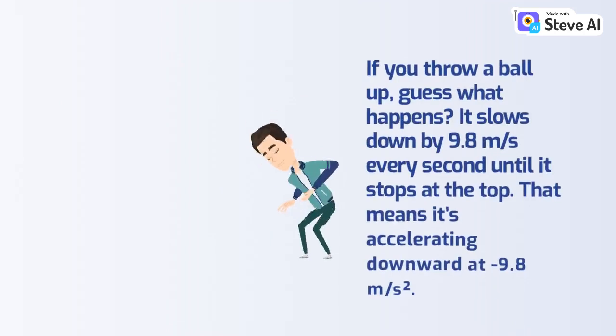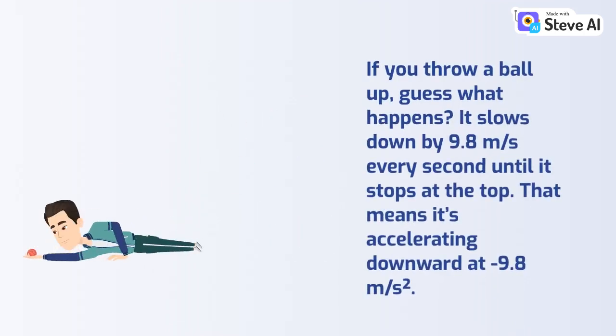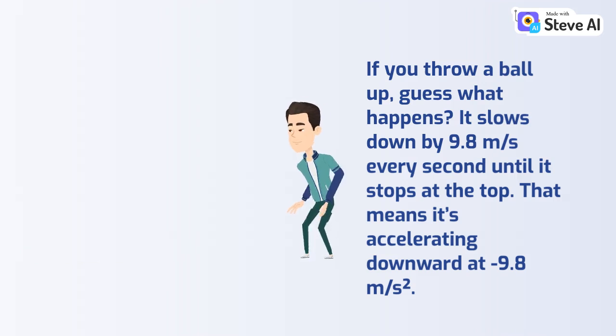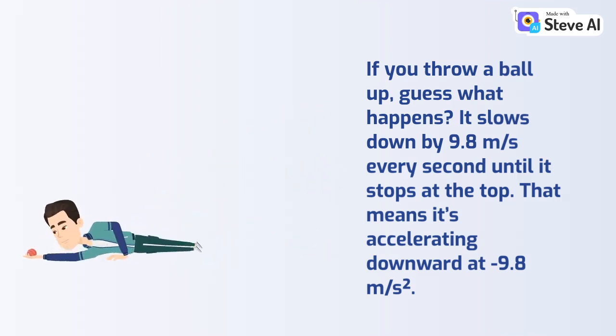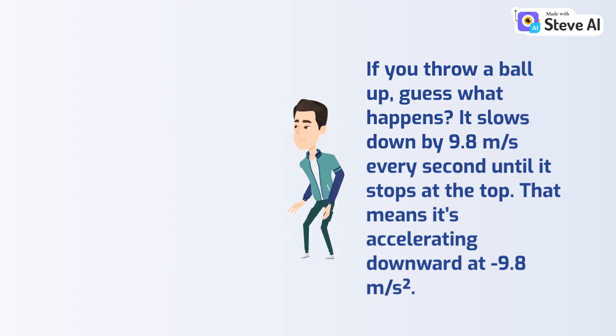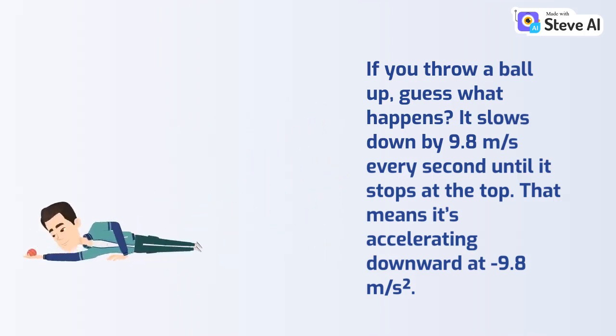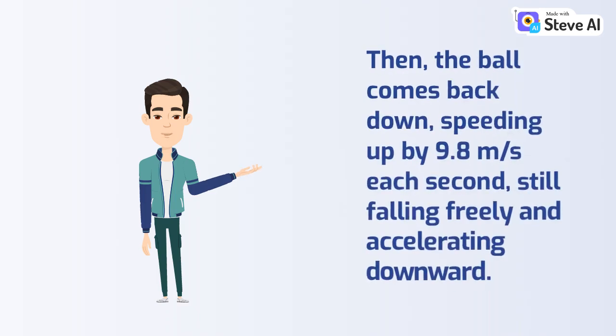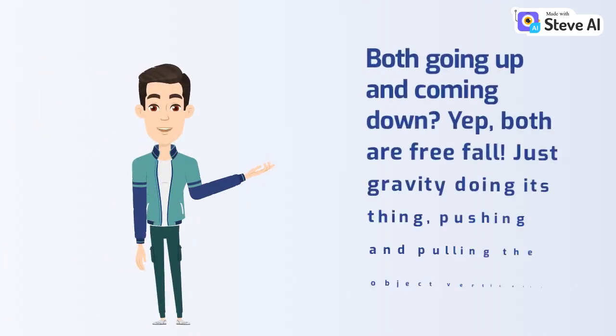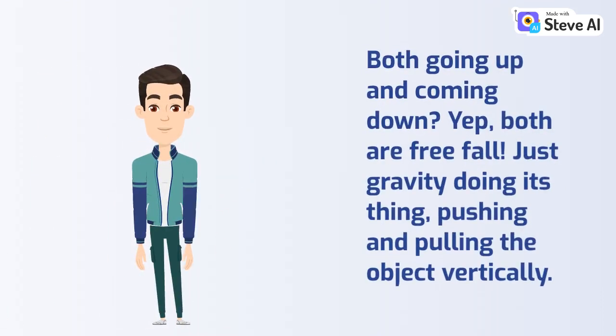If you throw a ball up, guess what happens? It slows down by 9.8 meters per second every second until it stops at the top. That means it's accelerating downward at minus 9.8 meters per second squared. Then the ball comes back down, speeding up by 9.8 meters per second each second, still falling freely and accelerating downward. Both going up and coming down? Yep, both are free fall. Just gravity doing its thing, pushing and pulling the object vertically.